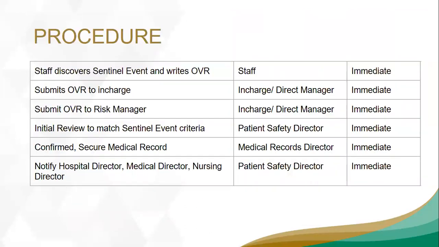Anyway, our purpose is to understand the policy and the procedure here and how we actually do the root cause analysis. So immediately, once a Sentinel event is discovered, someone will report it to his senior. The senior will collect it, categorize it, and inform the quality department. The quality department will again categorize it as a Sentinel event and inform the medical director. If it matches the Sentinel event definition, we will start collecting the evidence, and the medical record department will secure the patient medical record.